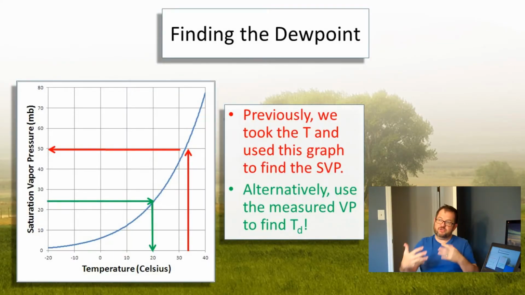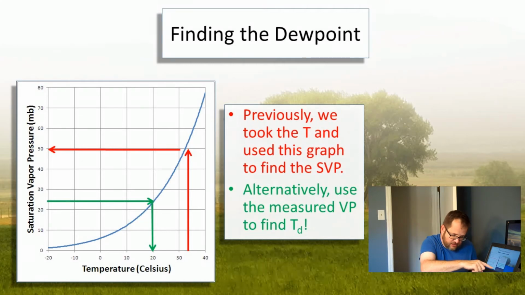How do you calculate or determine the dew point of air, like mathematically? Turns out you can use that graph of the Clausius-Clapeyron equation. We just use it the other way around. Previously, with those red arrows there, we used the temperature of the air. We followed it up to the curve there, and then read across to the y-axis to find the saturation vapor pressure. But we can use the graph the other way around.